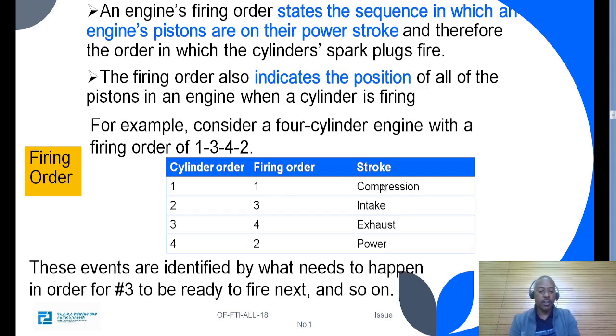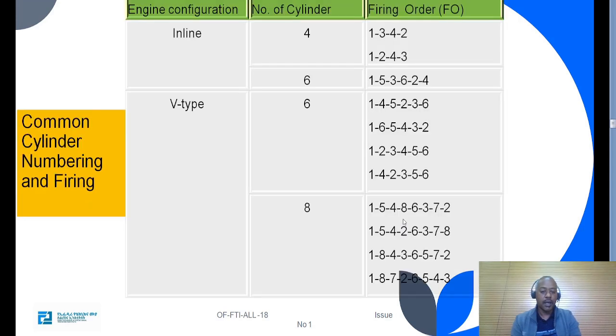Number 1 in compression, number 3 cylinder in intake stroke, number 4 cylinder in exhaust stroke, and number 2 cylinder in power stroke. So number 1 compresses, then power is produced in the next stroke. Then number 3 continues to the compression stroke and then continues to produce power.